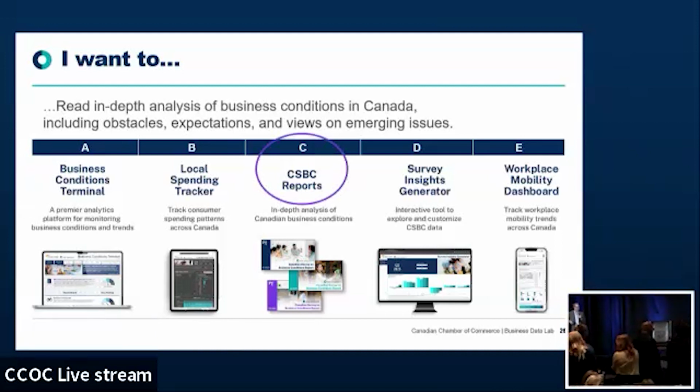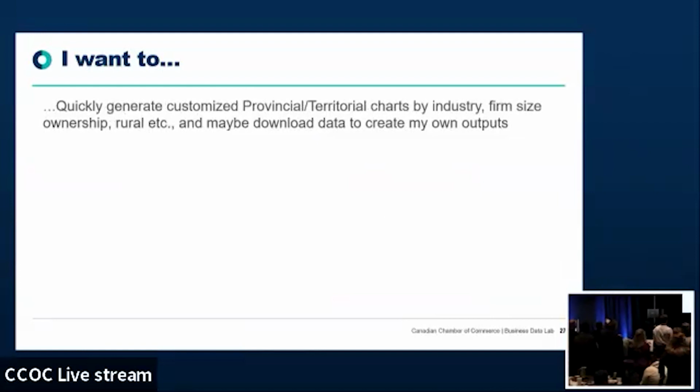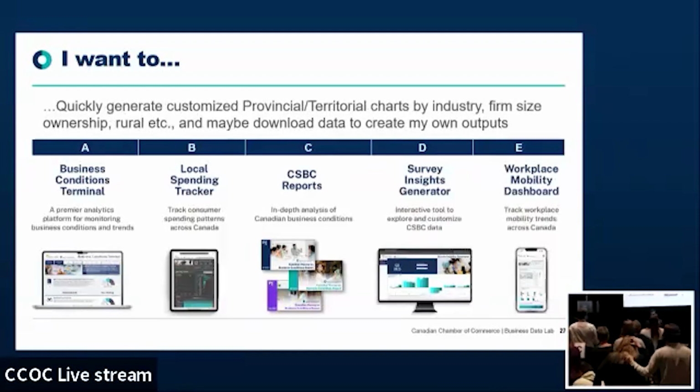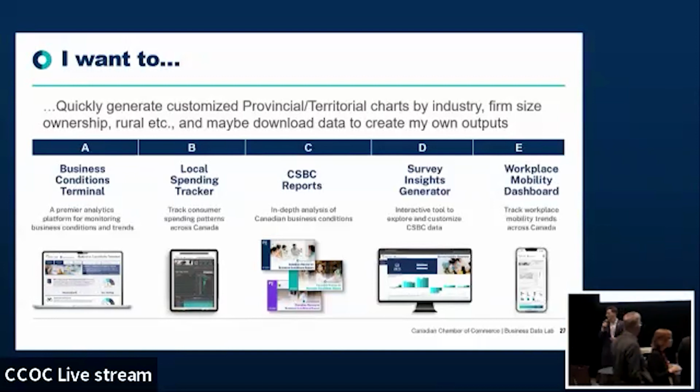Next question, Steve. So I want to quickly generate customized provincial territorial charts by industry, firm size, ownership, rural, etc., and maybe download data to create my own outputs or products. They're getting a little more difficult, aren't they? This one's harder, I think. So would I do that in A, B, C, D, or E? Please go ahead. A lot of movement towards D.